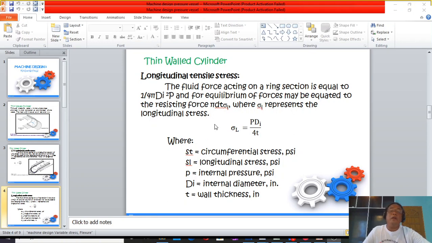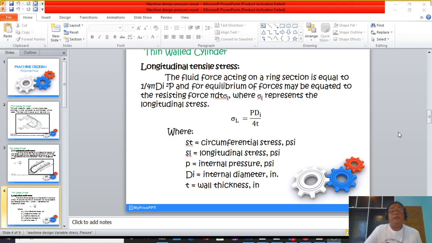Because if you look at the same value of P and D, P multiplied by D divided by 4 and PD over 2, of course the value of stress for the longitudinal is only 1/2 of the value of the stress in tangential.